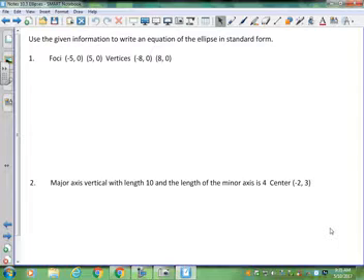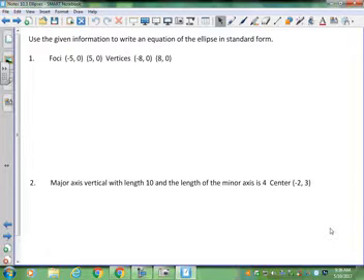Alright, so today we're going to finish ellipse by first looking at how do you make a standard form equation. In order to make a standard form equation, you've got to have three things. You got to have the center. Now we talked about a center in our circles.